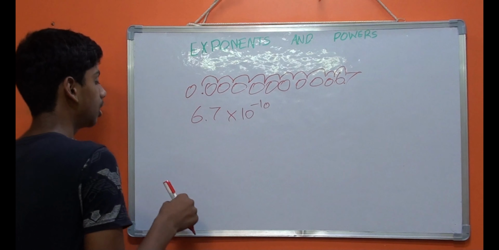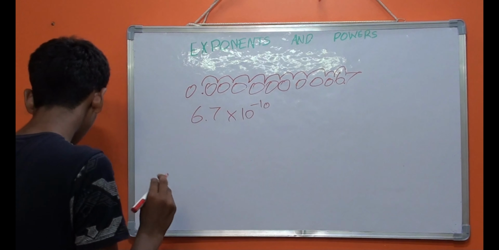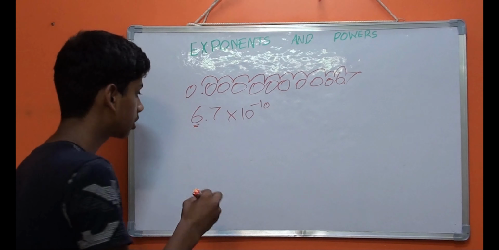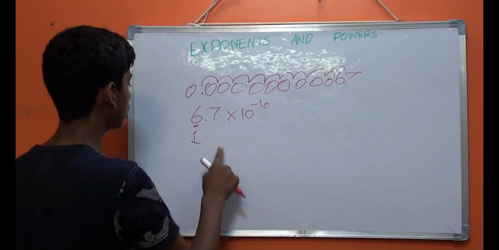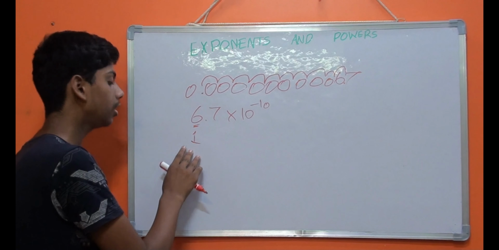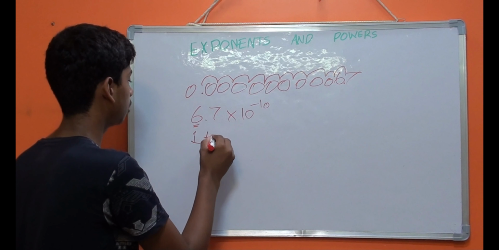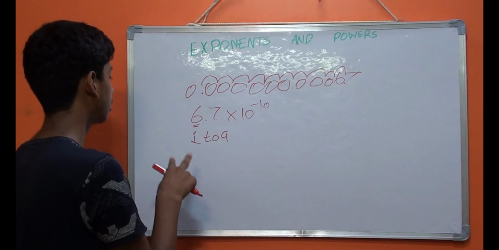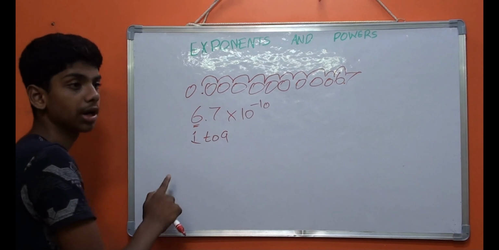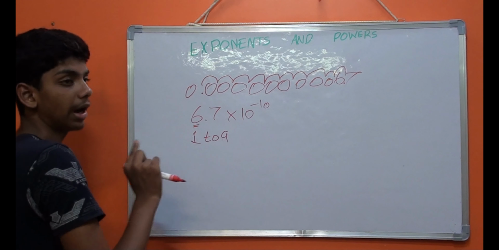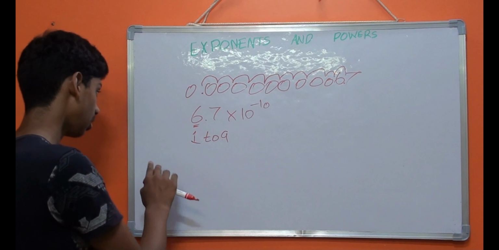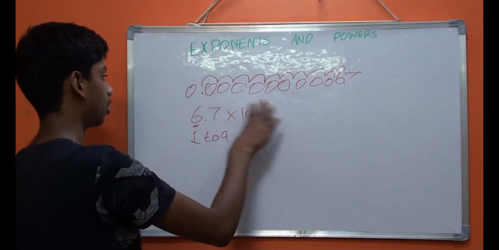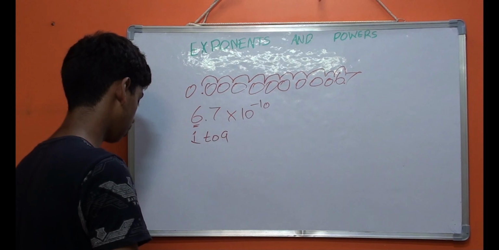Also, here we have a very important point to note. This value should always be a number from 1 to 9. 1 to 9 only. It can be 9, 8, 7, 6 and so on till 1. It should not be less than 1 and it should not be more than 9. That's the condition. Now let's see a few more examples of how to do these types of questions.